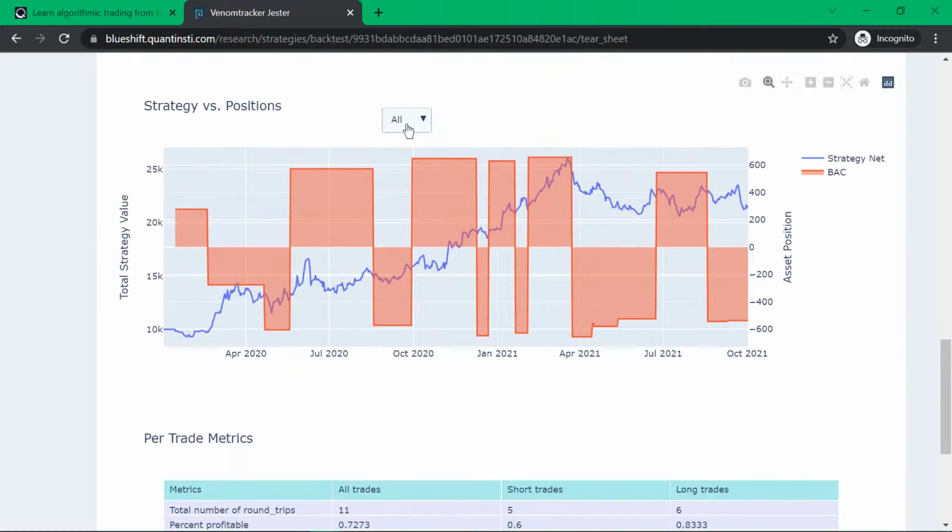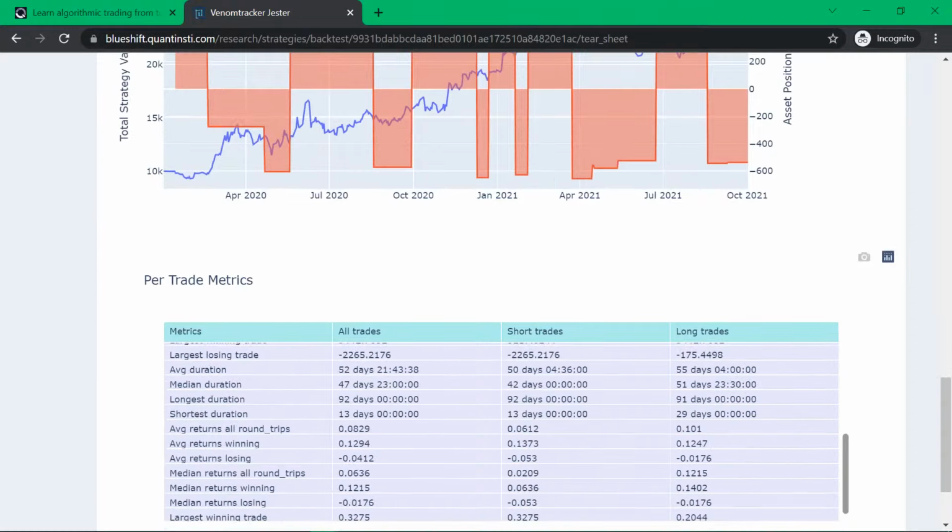We can also see what kind of positions we took in this algorithm, for example, BAC. Here we are holding a long position, and after that, from mid-March, from the beginning of April, we started taking a short position, and we maintained the short position till the end of May, or May 18th, and after that we closed our short positions and went long again. In this way, we can clearly understand in what direction we are going according to this strategy.